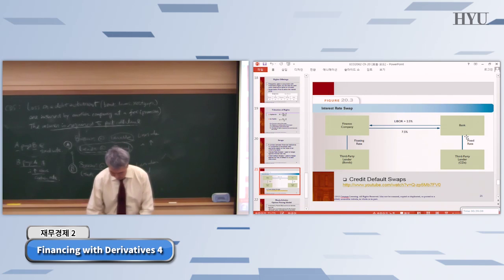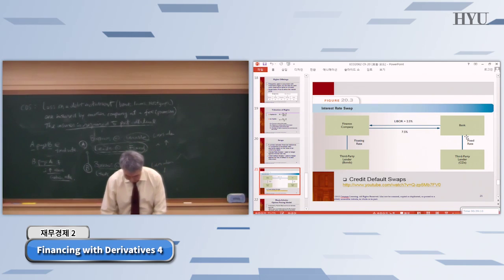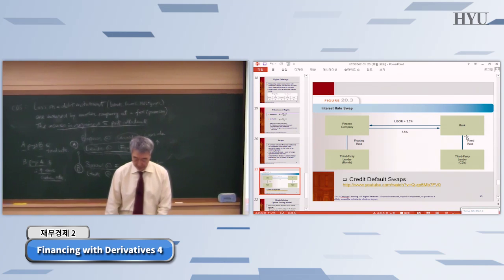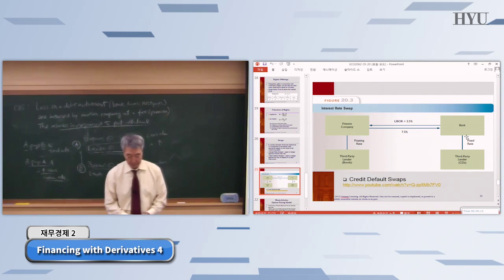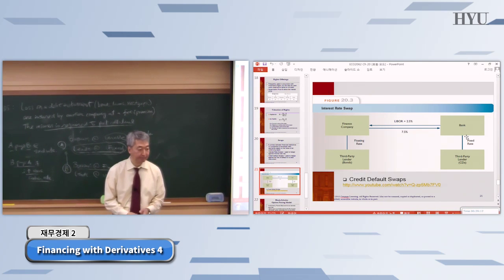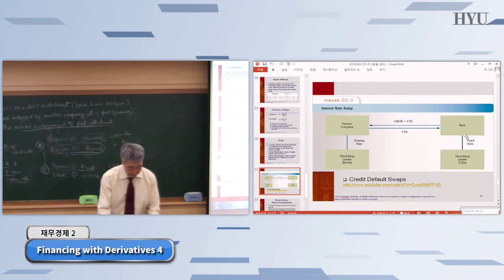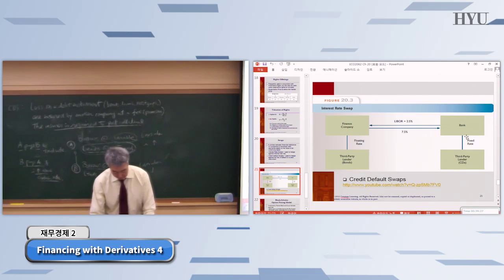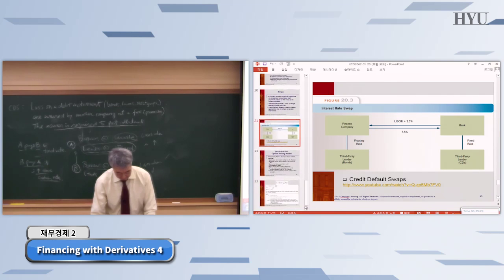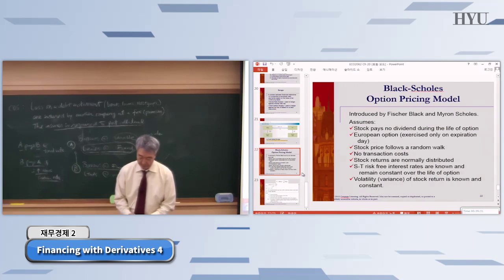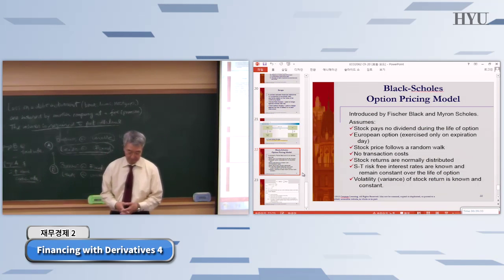Okay, so that's it for the rights and swaps. Any question? Well, just review the concept. Let me know if you have any question. Okay. Let's go on with the Black-Scholes option pricing model. Okay.